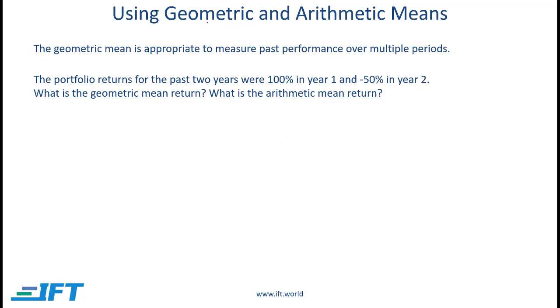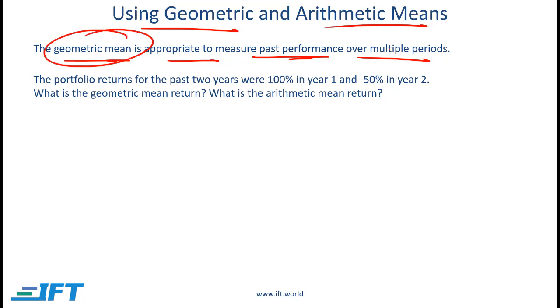It's important to understand when to use the geometric mean and when to use the arithmetic mean. The geometric mean is appropriate to measure past performance over multiple periods. So if we have time series data or return data over several periods and we want to calculate the average return per period, then it makes more sense to use the geometric mean rather than the arithmetic mean. And this point is illustrated through a very simple example. Let's say we have a portfolio where the returns over the last 2 years are 100% in year 1 and minus 50% in year 2.